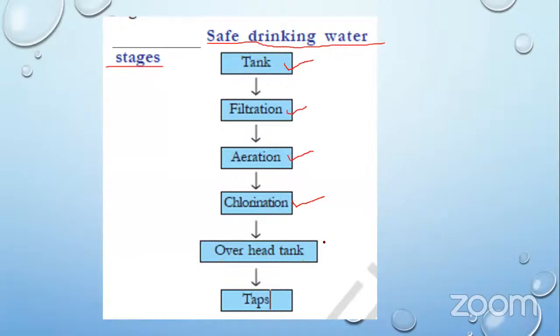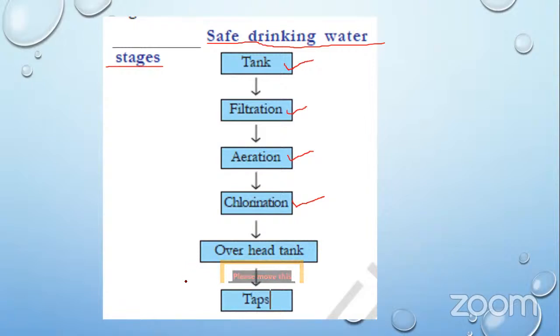From there, it comes into the overhead tank. Means a big tank, for one colony or one city, one tank will be there, no, the overhead tank. From there, we get into our taps. So this is the flow chart of the stages of safe drinking water. First one is from tank, filtration is done, aeration is done, then chlorination is done. From there we get to the overhead tank, and from there we get into our taps.